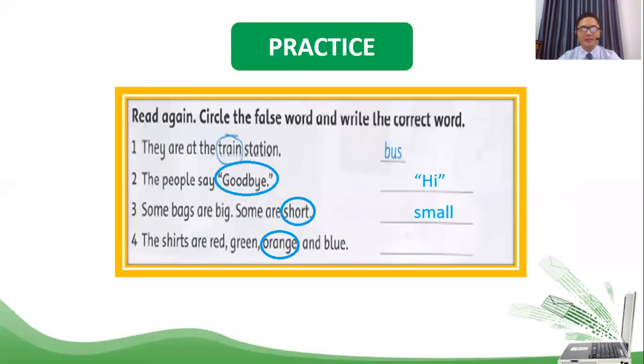And the last is the shirts are red, green, orange, and blue. So orange is the false word. And the correct word is yellow. Excellent.